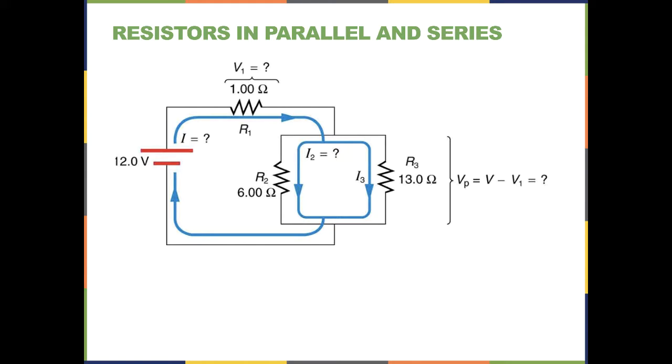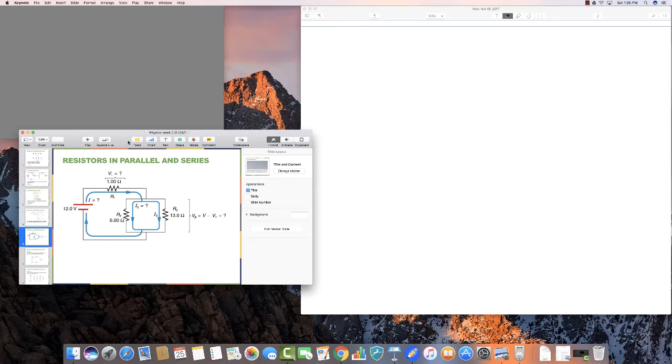And what is the voltage across this parallel combination, VP, which would be equal to the voltage across R1 subtracted from the total, because those two are in series with each other. So let's take a look at how we would go about doing this problem.